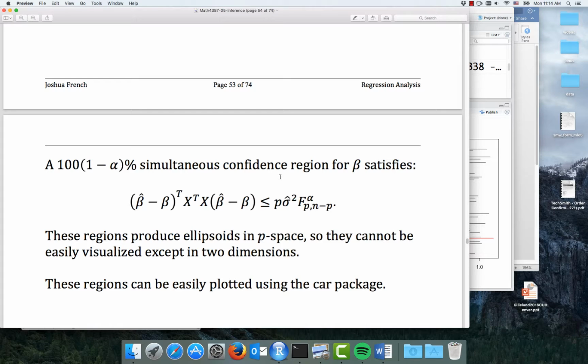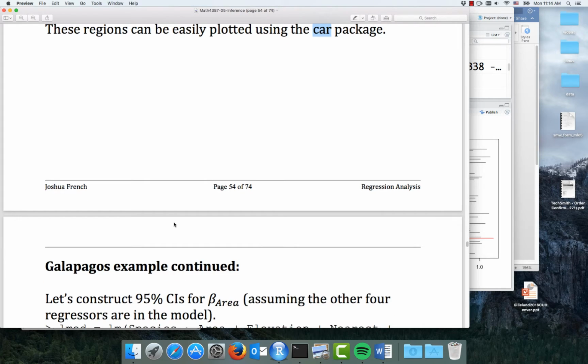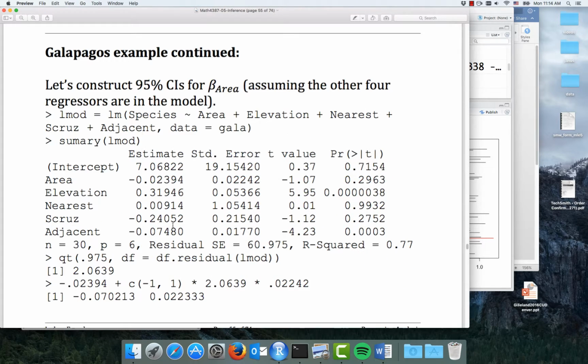which would be difficult for us to do by hand, but thankfully some helpful people have actually programmed this up in R so that we can easily construct joint confidence regions for two regression coefficients at the same time, just using a simple function in R. And the package that we'll use to do that is the car package, though in fact there are other packages that you can use to construct these simultaneous confidence regions.